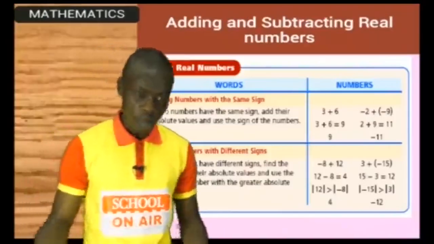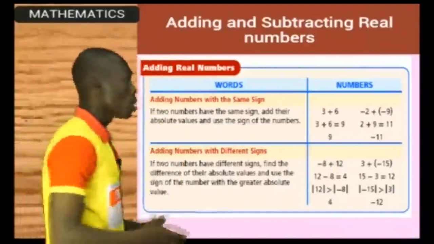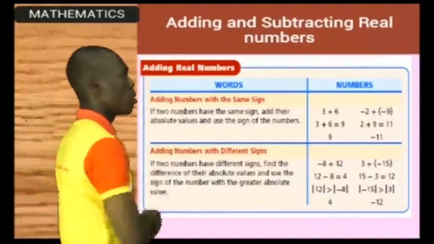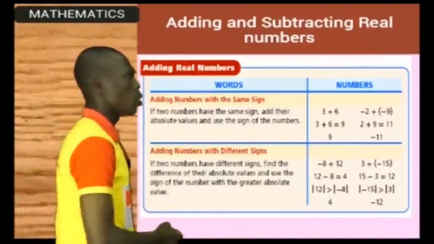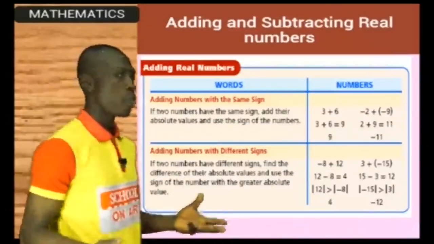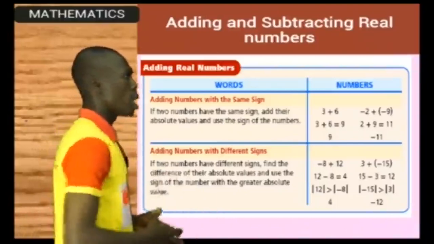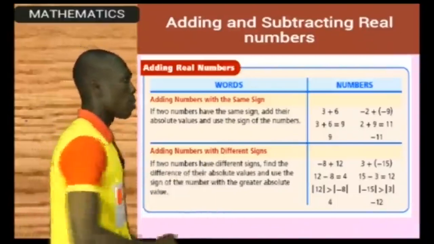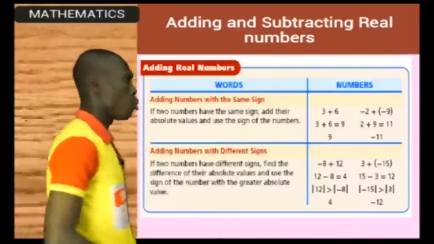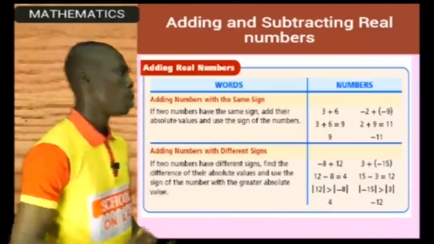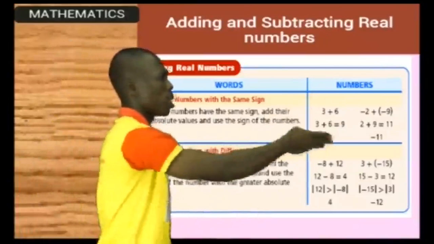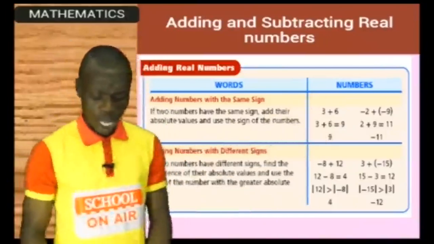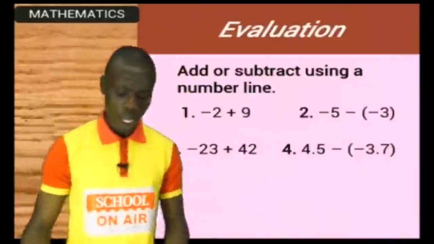All right, and then just for you to quickly look at this before we go today, adding real numbers. When you add numbers with the same sign, if two numbers have the same sign, you add the absolute values and use the sign of the numbers. And when you are adding numbers with different signs, you find the difference of the absolute values and use the sign of the number with the greater absolute value. So you have numbers there, 3 plus 6, and all of that put together. So that's just about addition and subtraction of real numbers.